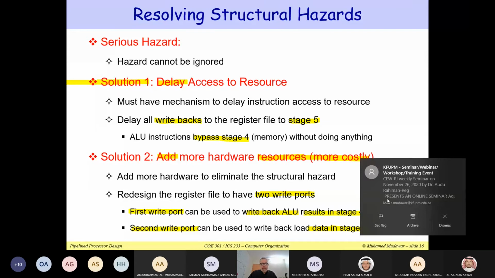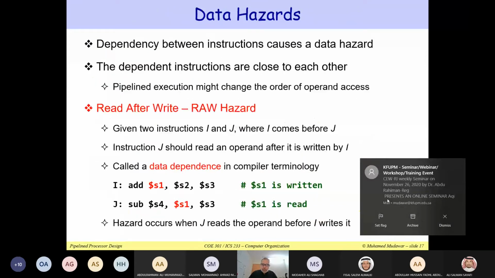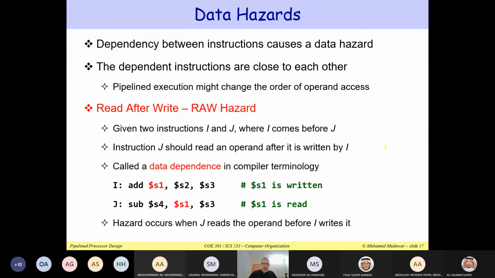So let me move on to the second type of hazard, which is called the data hazard. Now, data hazards are related to dependencies between instructions. So we have 1 instruction that depends on the result of a previous instruction. Let me give you an example. We call it read after write, or RAW, and this is known as data dependence. So this is the read after write hazard, the type of hazard which is caused by data dependence.